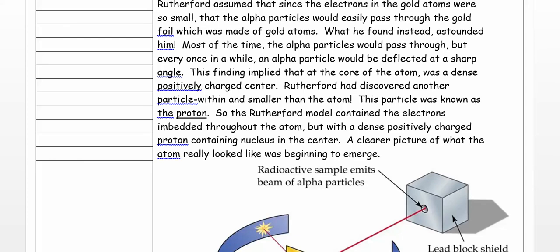Rutherford assumed that since the electrons in the gold atom were so small, the alpha particles would easily pass through the gold foil, which is made of gold atoms. What he found instead astounded him.